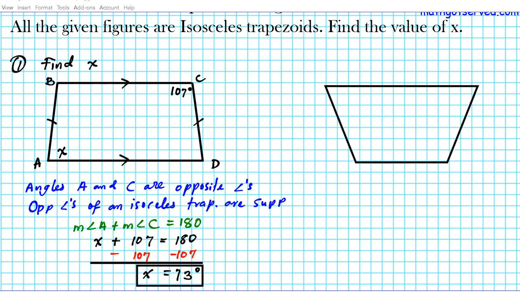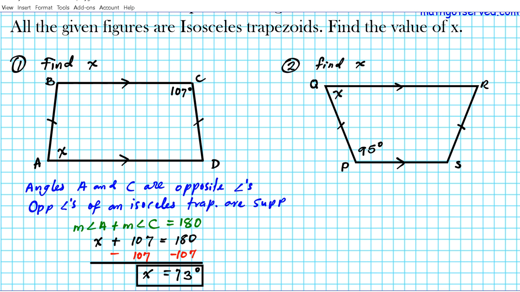Let's take a look at question number 2. In question number 2, we also want to find x in isosceles trapezoid PQRS. These are the legs. The legs are congruent, and this is a trapezoid, so the bases are parallel. Let's say angle P is 95 degrees and angle Q is x.